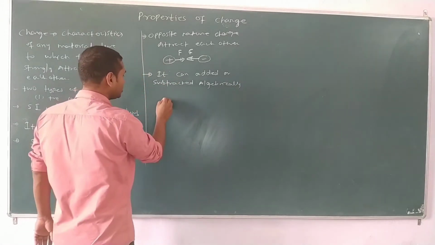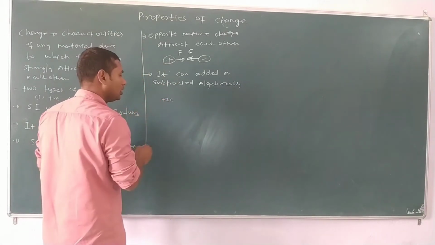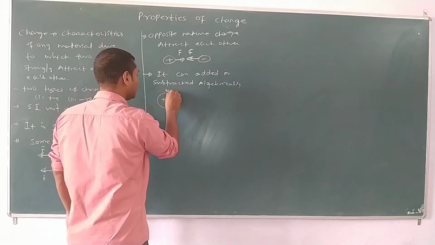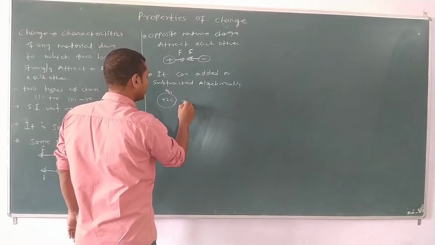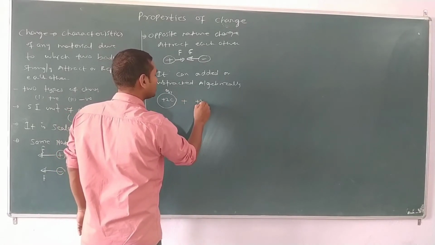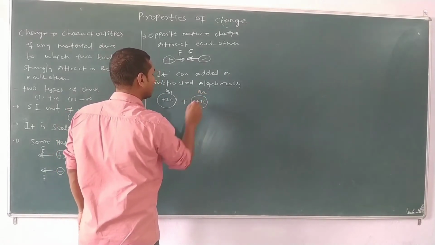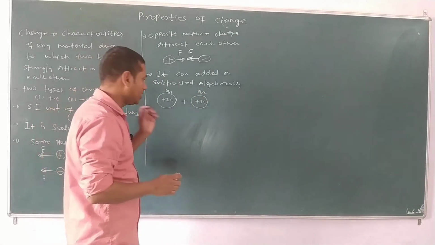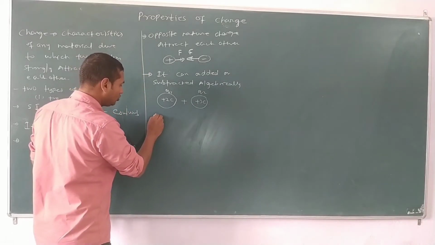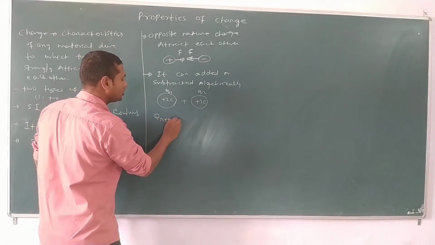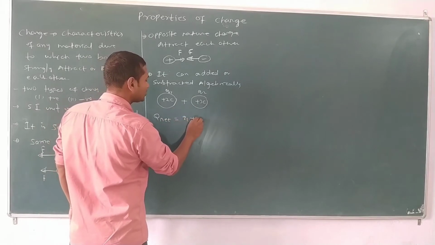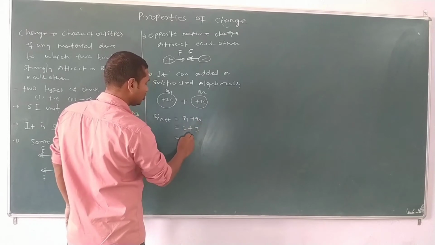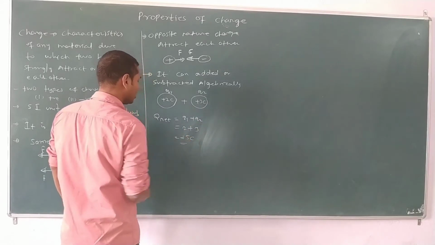Suppose there is a charge of plus 2 coulomb, this one Q1, and another charge of plus 3 coulomb, this one Q2, and you have to add these two charges. Then it can be added algebraically. To find Q net, that is Q1 plus Q2, plus 2 coulomb and plus 3 coulomb becomes plus 5 coulomb.